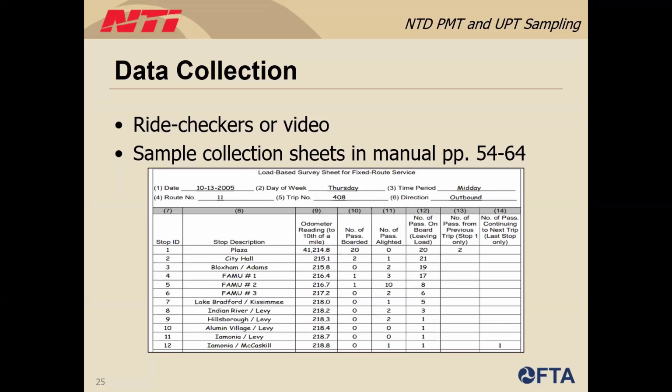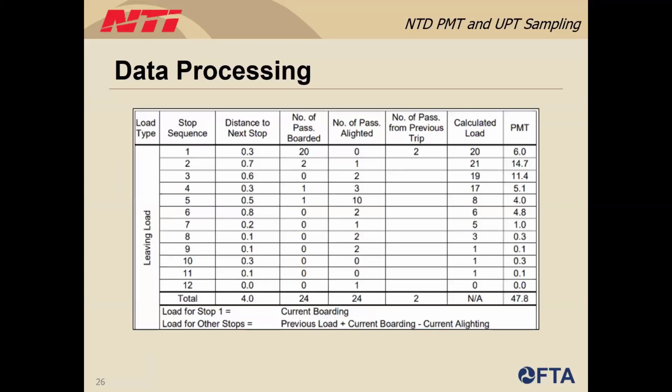You also need to know the distance between each pair of consecutive stops. You can get this from the vehicle odometer, but it's usually easier and more accurate to get it from your records of information about the route. Now you can calculate the PMT and UPT for this trip. PMT is the passenger load times the distance. So on the first row, the load is 20, the distance is 0.3. 20 times 0.3 is 6.0.